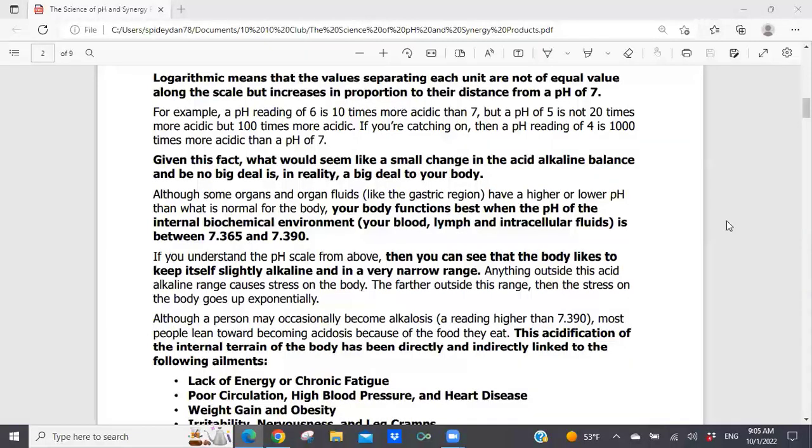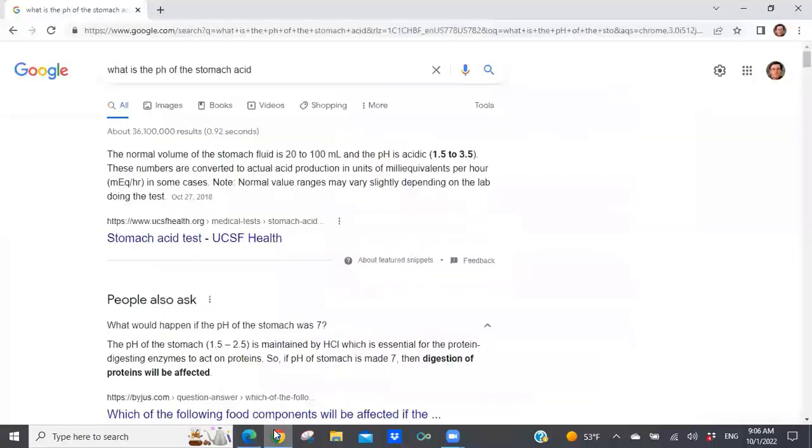So it wants to keep a range between 7.365 and 7.390. That's a pretty narrow range that your body wants to maintain so that it can have optimal use of those different fluid systems within your body and the benefits that those fluid systems bring to your body in maintaining your health. Now, if you're looking at your gastric region, your stomach, I pulled this up because I was interested to know. So let me switch over. If you look at the acidity of your stomach, you can see that the pH of the stomach is somewhere between 1.5 to 3.5.